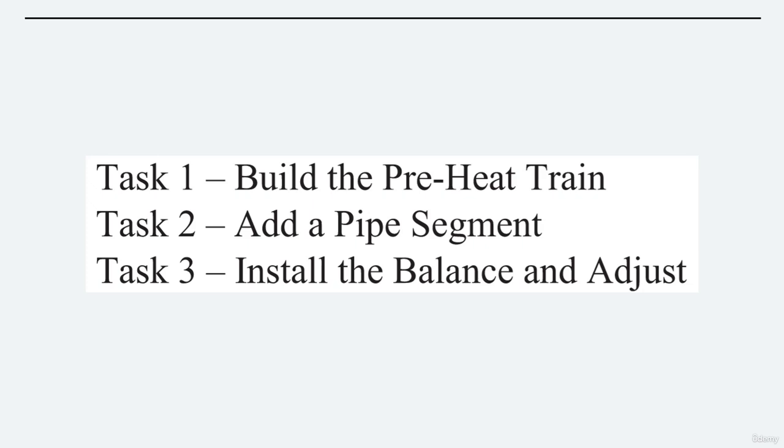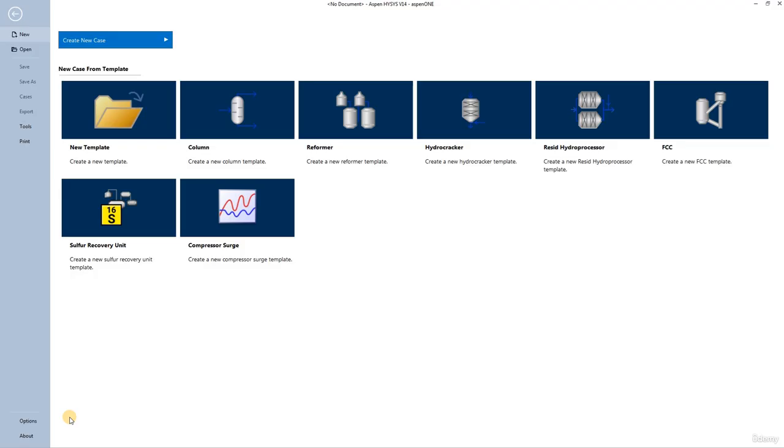This video includes the following tasks: build the preheat train, add a pipe segment, install the balance and adjust. Task 1. Build the preheat train.